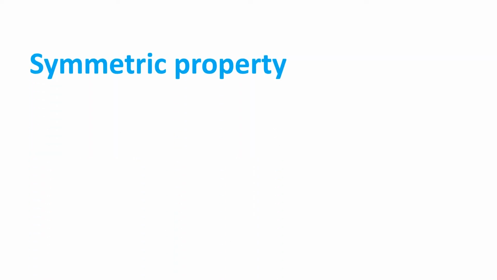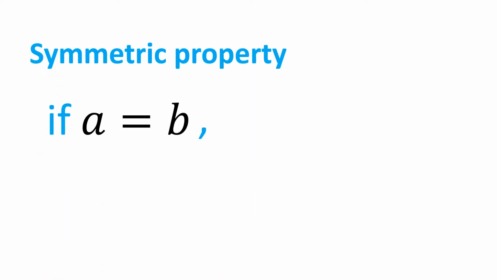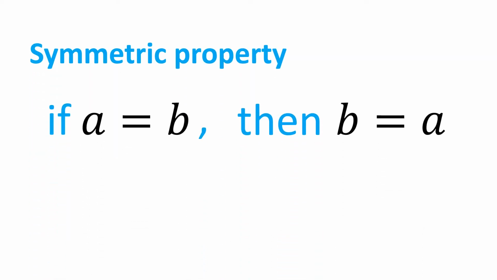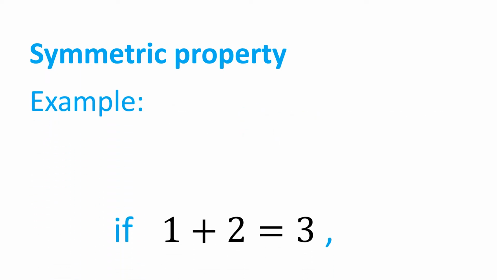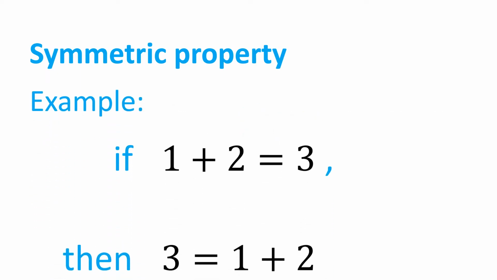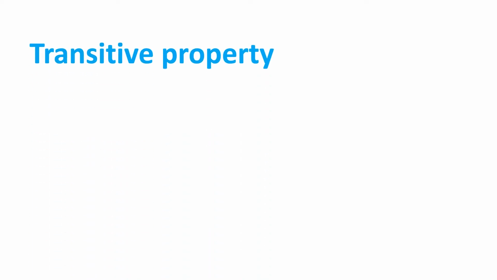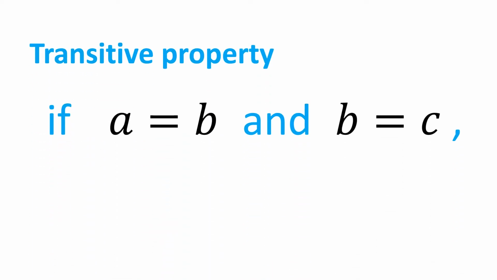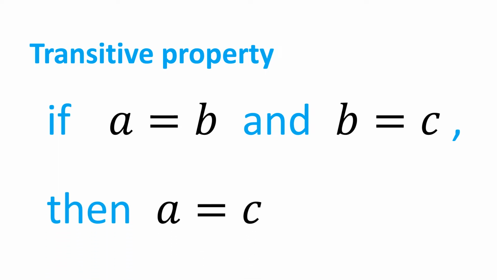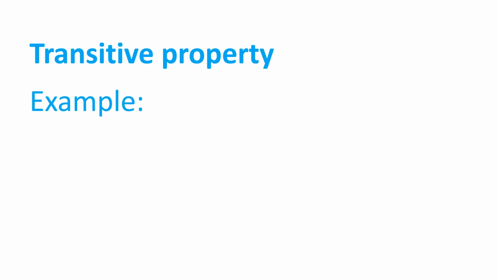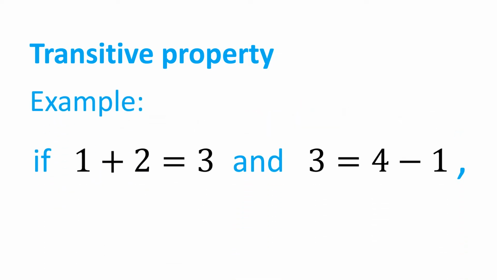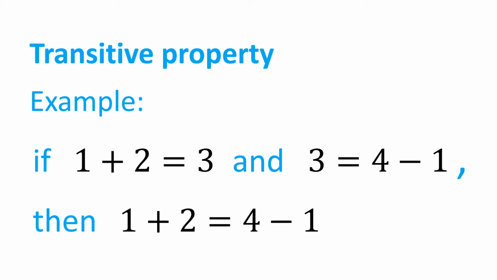The symmetric property states that if A equals B, then B equals A. For example, if 1 plus 2 equals 3, then 3 is equal to 1 plus 2. The transitive property states that if A equals B and B equals C, then A equals C. For example, if 1 plus 2 equals 3 and 3 equals 4 minus 1, then 1 plus 2 equals 4 minus 1.